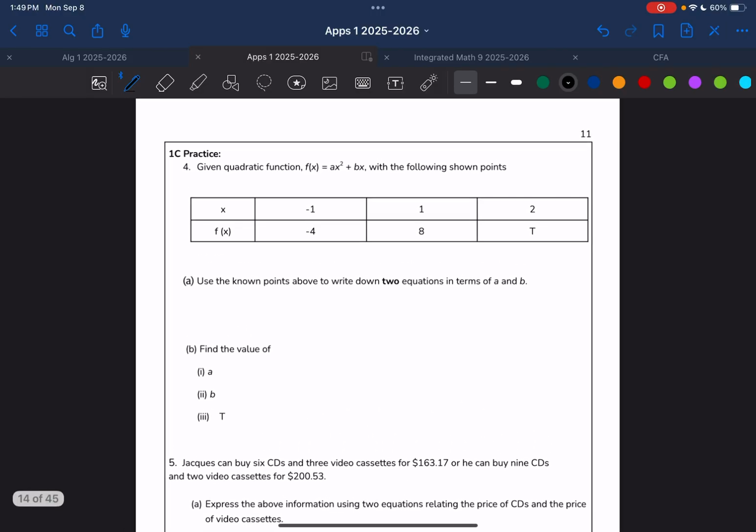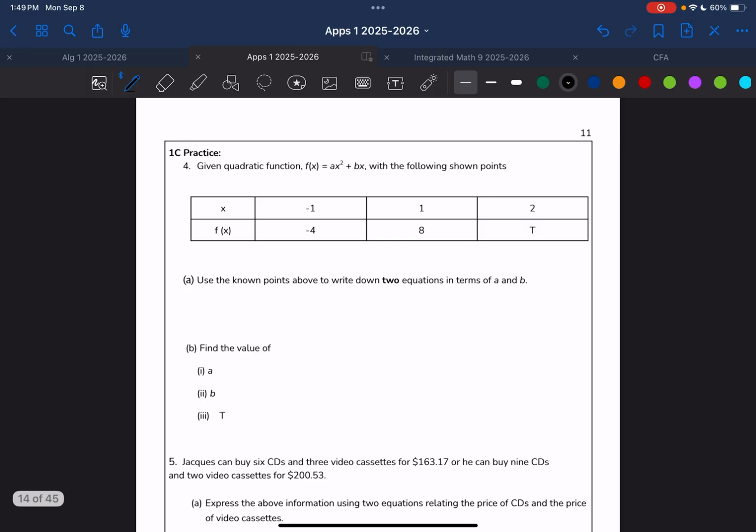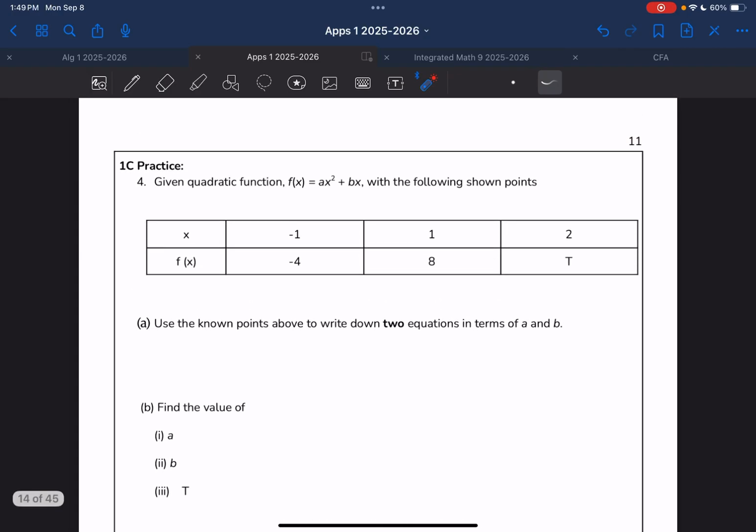So this is where it starts to get interesting. Now on page 11, here we're not given a system. We first have to construct a system. So it says, given quadratic function, f of x is equal to ax squared plus bx with the following shown points, and then 2t. Use the points above to write down 2 equations in terms of a and b.